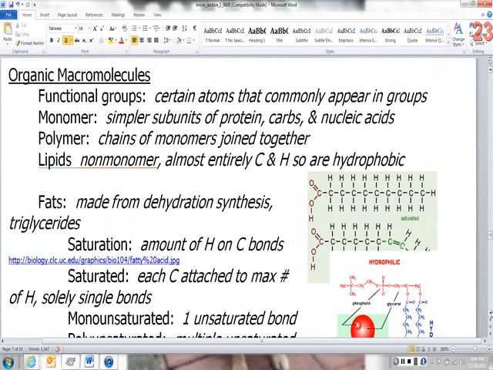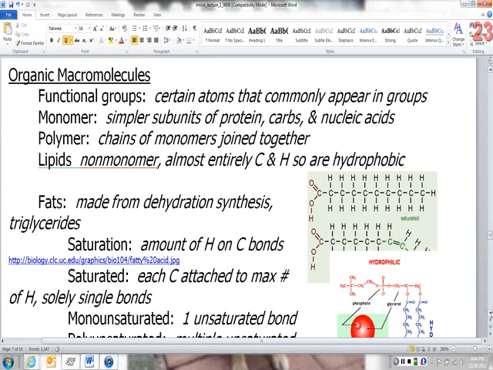The organic macromolecules are larger molecules we will see in living organisms. In organic chemistry, we study the functional groups which commonly appear together. Some examples of these are methyl groups, which are CH3, or acid groups, which are COOH. Monomers are the simpler subunits, such as protein, carbohydrate, and nucleic acids. The monomers can join together to form chains of polymers.